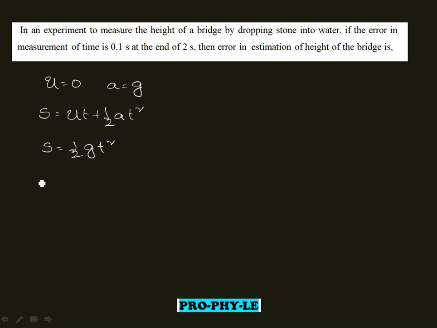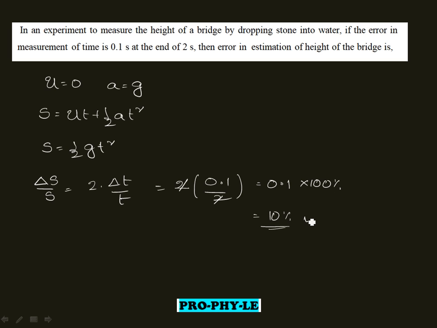Now from our error analysis, delta S by S is 2 times delta t by t, that will be equal to 2 into delta t, which is given as 0.1, by 2, so that 2 gets cancelled. I'll have 0.1. So this is the fractional error. If you are asked for percentage error, you have to multiply this with 100%, so that this will be 10%. That is how you have to solve this question.